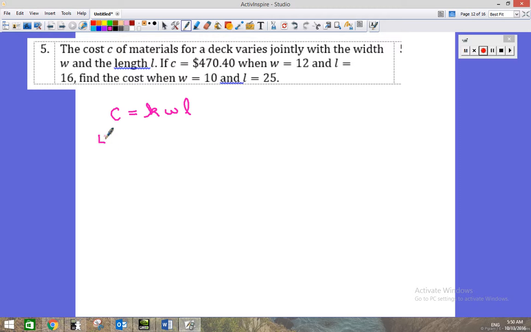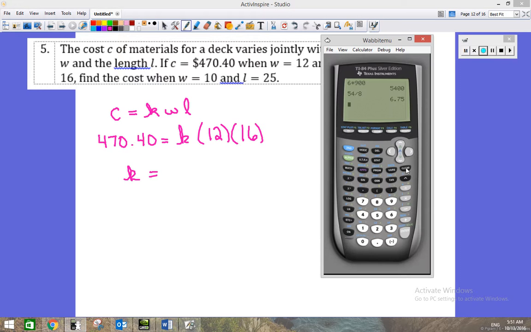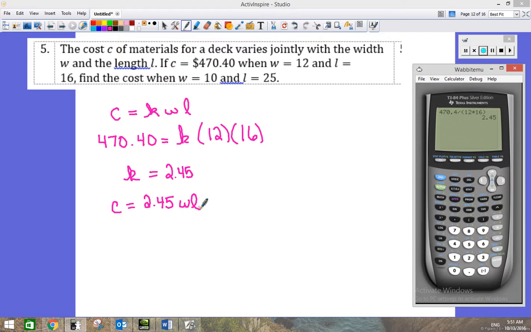If the cost is $470.40 when the width is 12 and the length is 16, that gives me enough information to determine my constant of proportionality, 2.45. Alright, so there's my equation that models this problem.